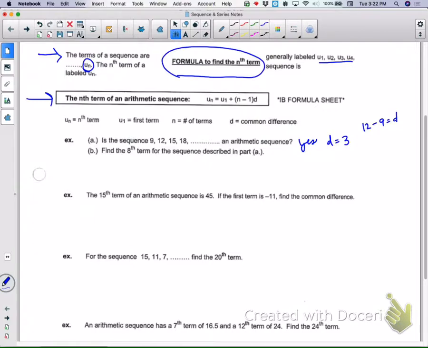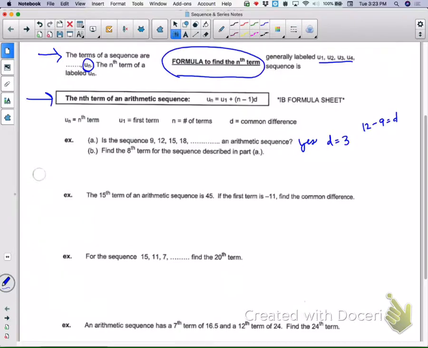Now, find the 8th term for the sequence described in part A. So in order to find the 8th term, if we use our formula, which you do need to be able to use these formulas. I am going to show you some ways you can use the calculator, but the calculator is really going to be used for checking your answers. They're going to want to see you using these formulas.